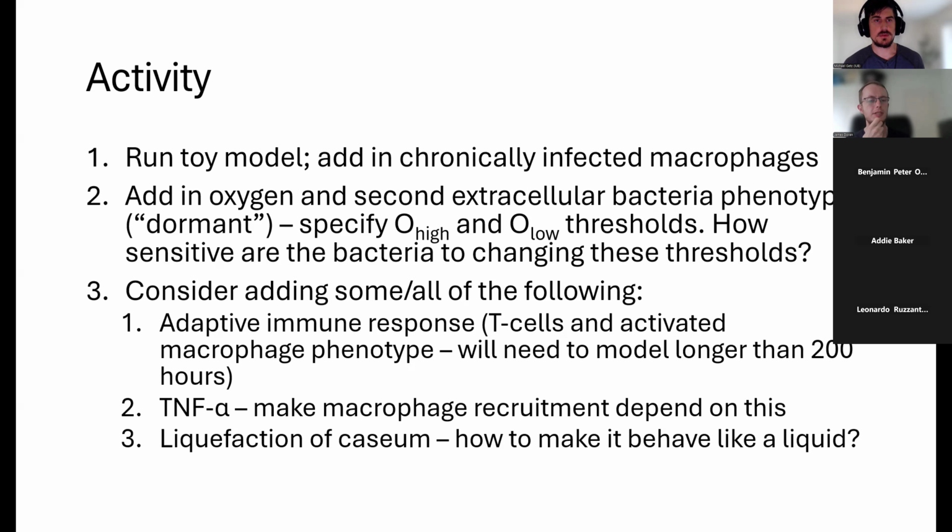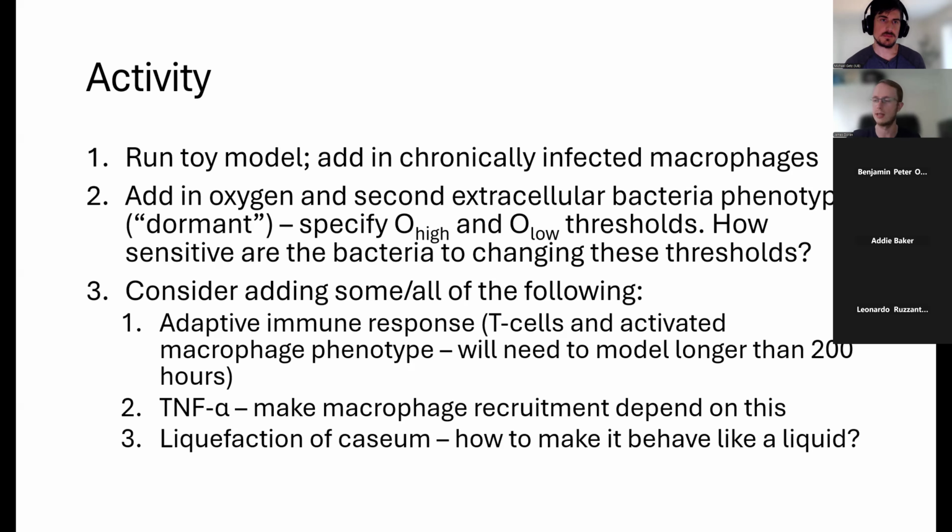A much harder thing to do potentially would be to try and make the caseum liquefied. That's one thing that's commonly observed in TB granulomas, caseum behaving like a liquid, this dead necrotic material, and that therefore making it harder for oxygen to diffuse through. So in our version of the code, we have it as a frozen cell type, but trying to make it more of a liquid cell type, how easy that would be to do in CompuCell is something perhaps interesting that could be worth exploring.